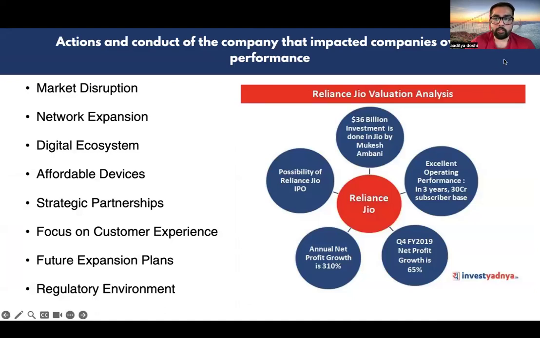So let's talk about the actions and conduct of the company that impacted the company's overall performance. There were various points such as market disruption, network expansion, digital ecosystem, affordable devices, strategic partnerships with different brands, and focus on customer experience. Reliance Jio keeps on improving their services so that they can acquire a lot and a lot of customers with word of mouth marketing. The future expansion plans, for example, introducing the 5G network. And the last is the regulatory environment, as it has very ethical behavior in the market as well.